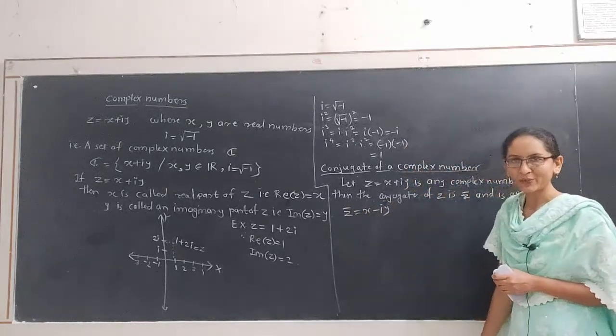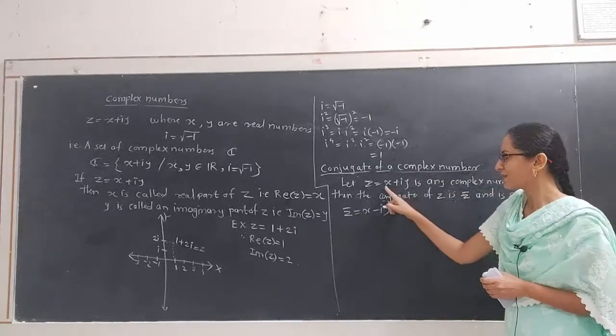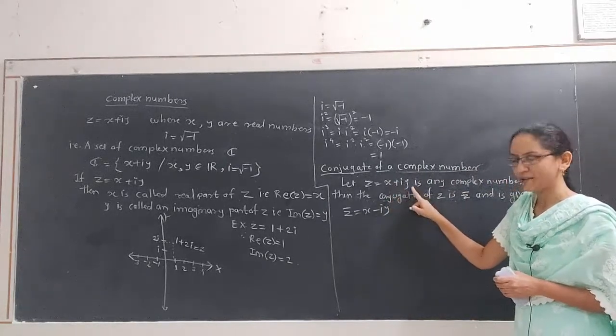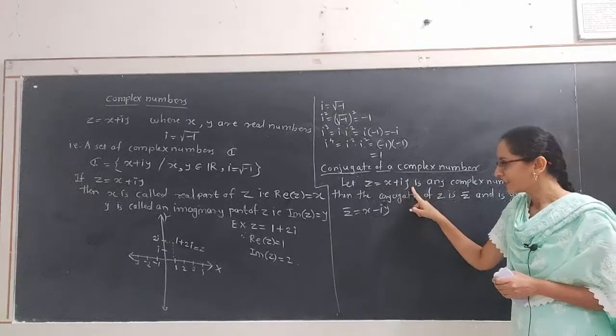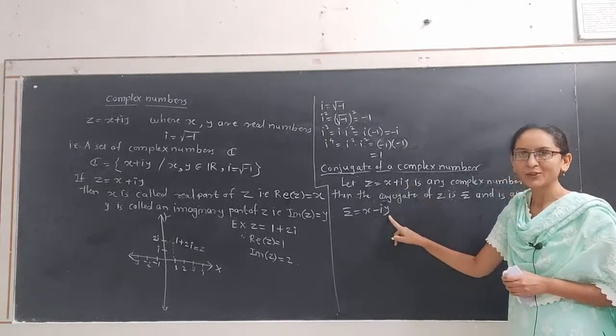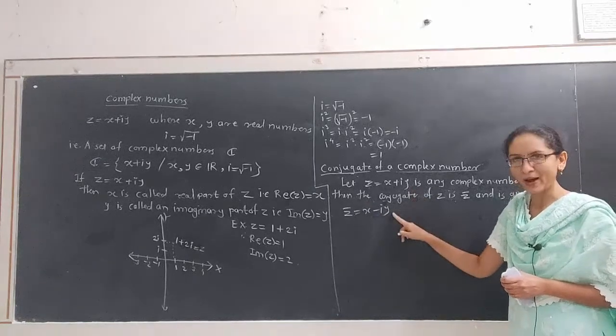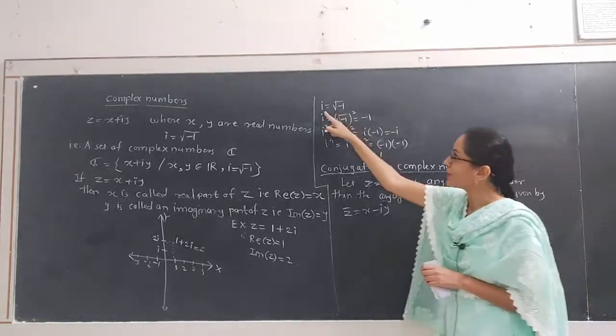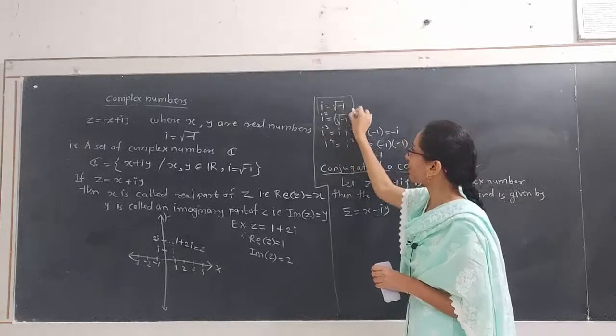What is a conjugate of a complex number? If you have a complex number of the type x plus iy, then its conjugate is z bar, which is x minus iy. Only you change the sign of the imaginary part. See, this i value is fixed. i is equal to square root of minus 1.